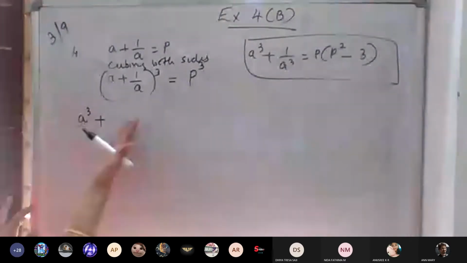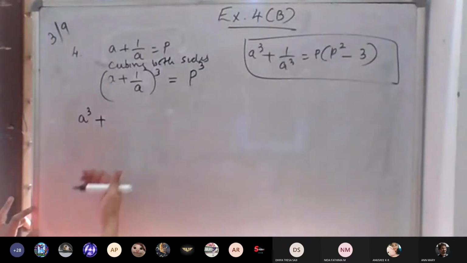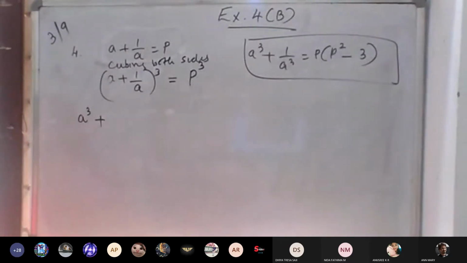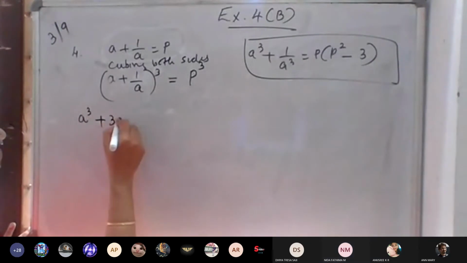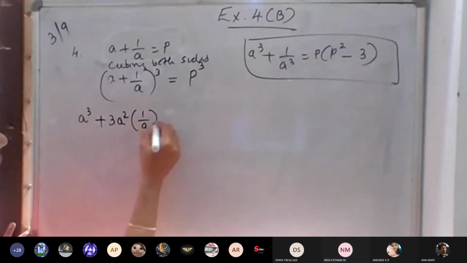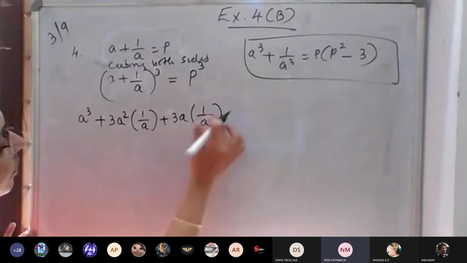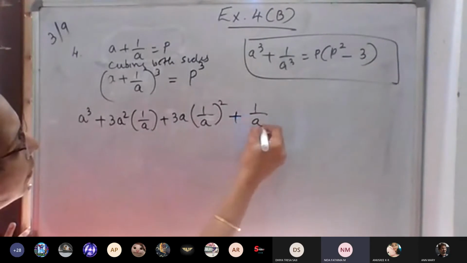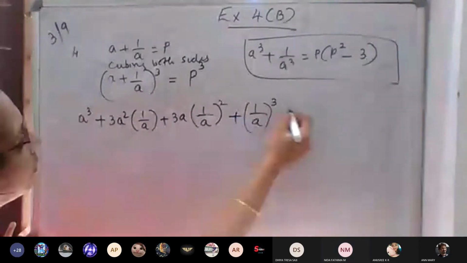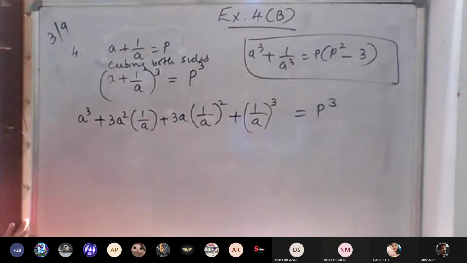Better you write here itself, no need of going to the working column. Which one is better? We can do it here itself. So a cube plus 3a square b plus 3a b square plus b cube, that means 1 by a whole cube, which is equal to p cube.